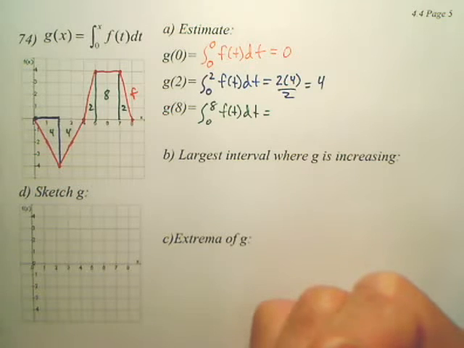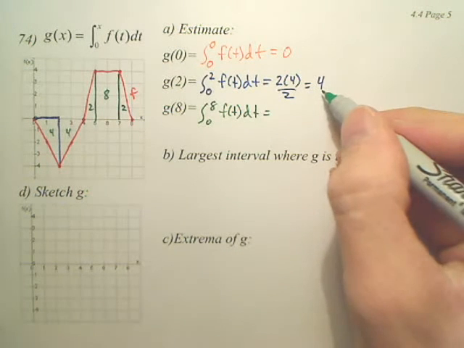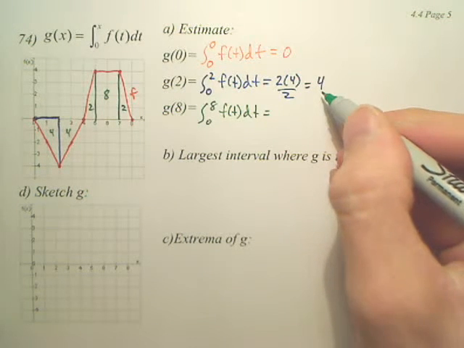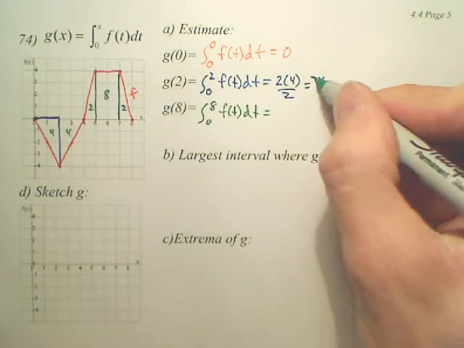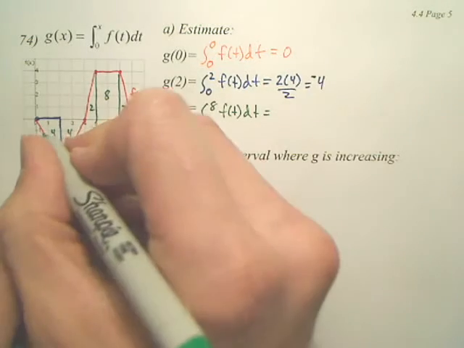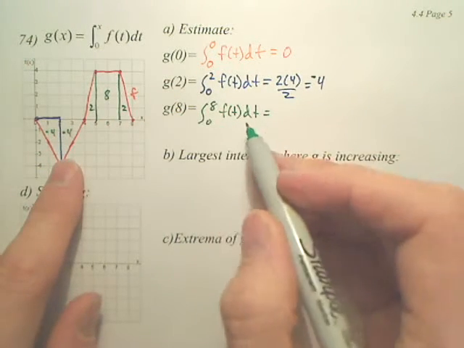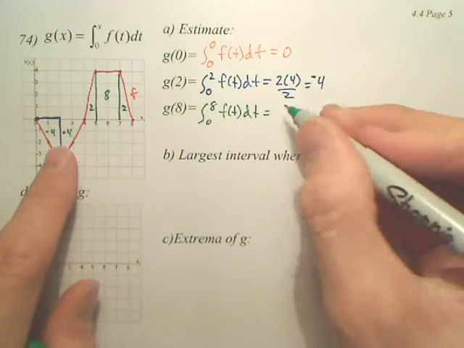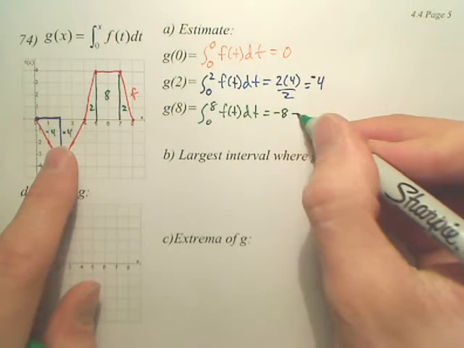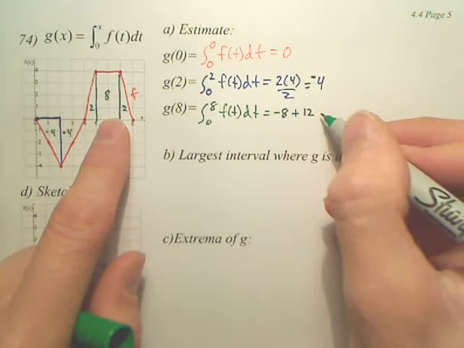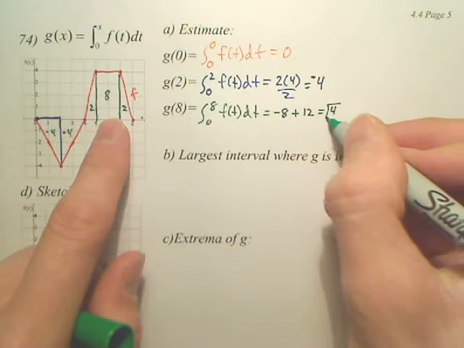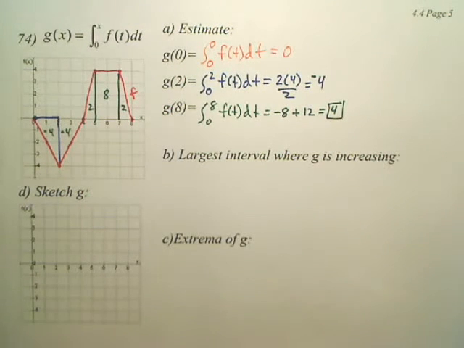Oh, wait a second. Shouldn't this be negative 4? Yeah. You guys got it? Just put a negative right there. Why is it negative? Isn't that below? So, what is this one? Well, wouldn't it be negative 8 plus 12? Which is 4.